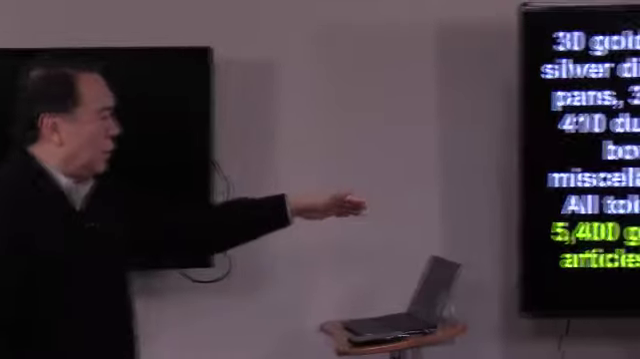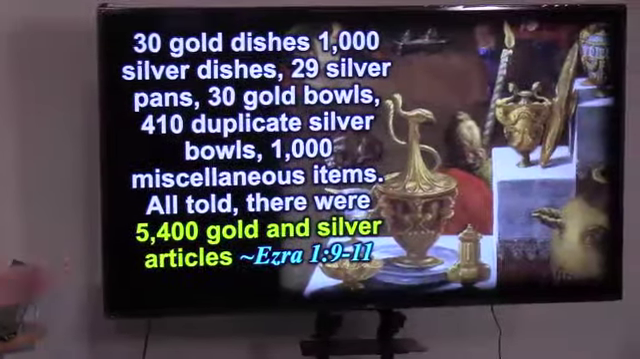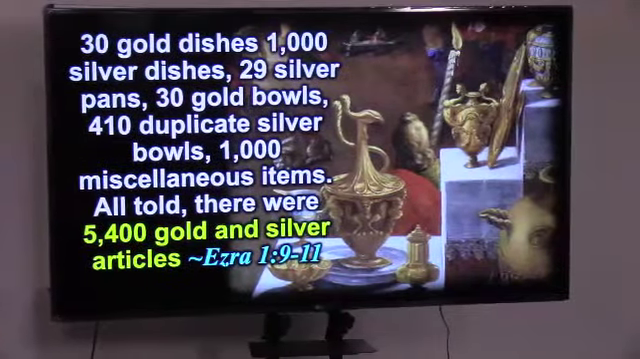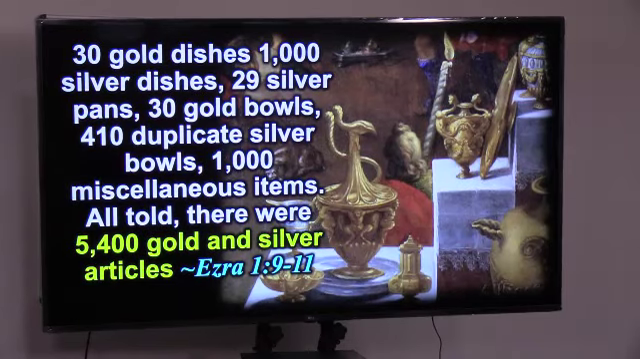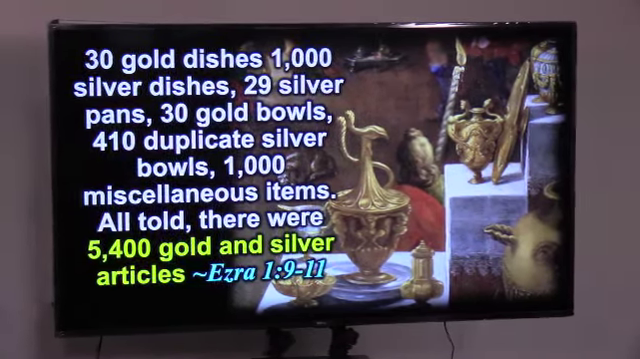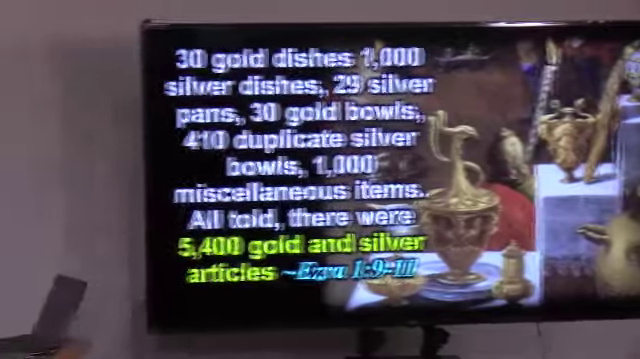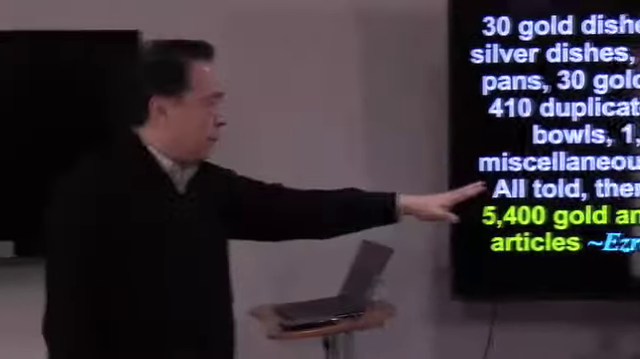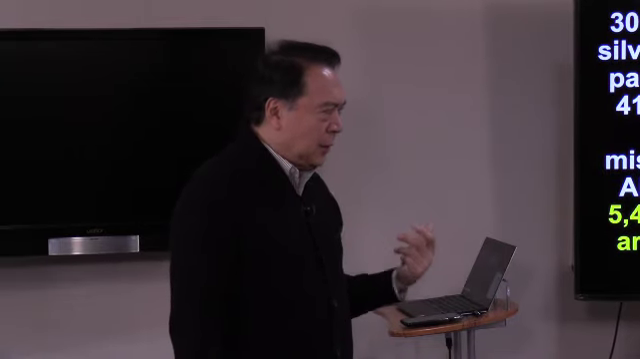Just to have an idea, if you read Ezra 1:9-11, when these articles of the temple were returned, the inventory was 30 gold dishes, 1,000 silver dishes, 29 silver pans, 30 gold bowls, 410 duplicate silver bowls, 1,000 miscellaneous items. Altogether, there were 5,400 gold and silver articles that were moved by Nebuchadnezzar from Judah all the way to Babylon. This was brought in by Belshazzar during the decadent and blasphemous banquet that he did.